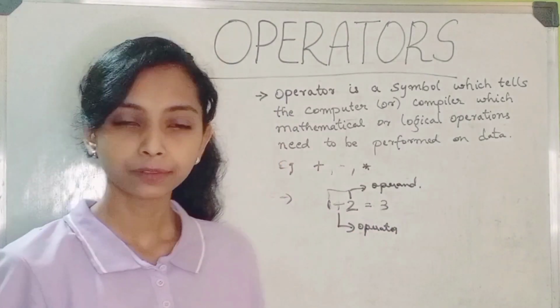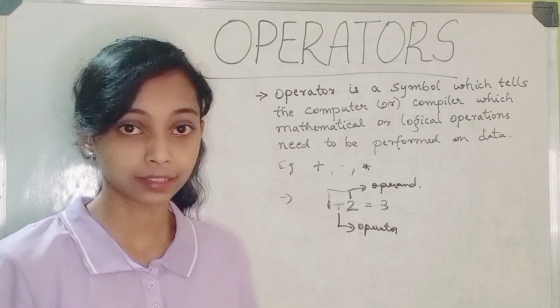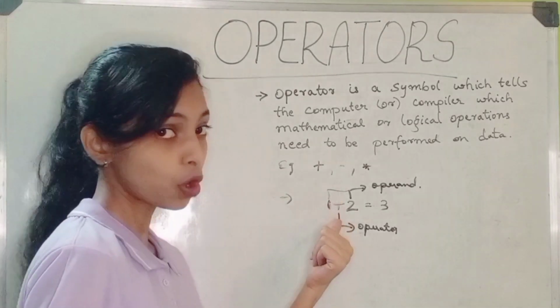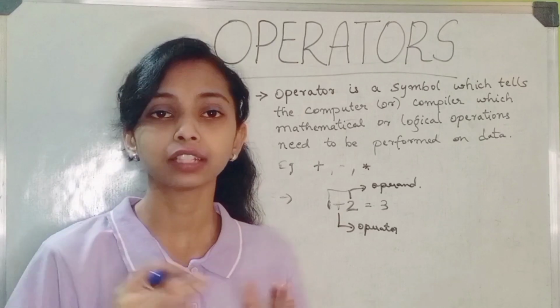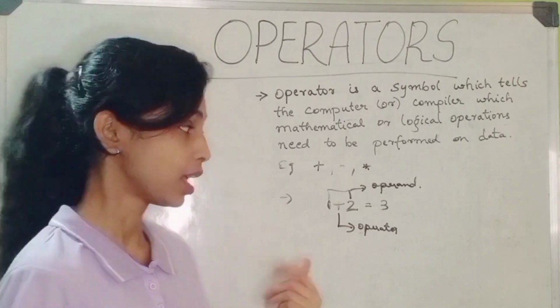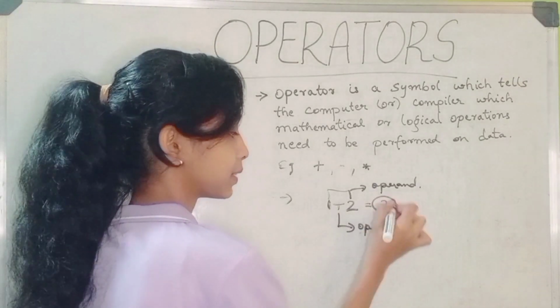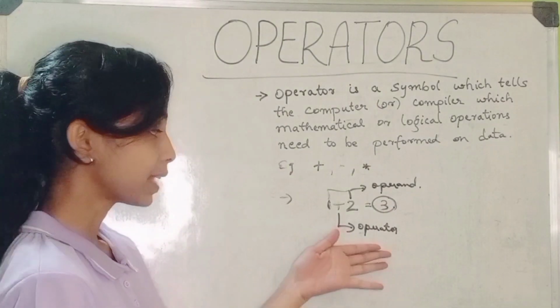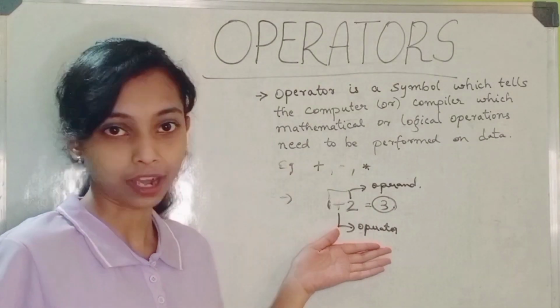So what will your compiler do? Your compiler will understand that since there is a plus operator here, it should perform the addition operation and give you the result as 3. So this is the expression that your compiler is going to understand.